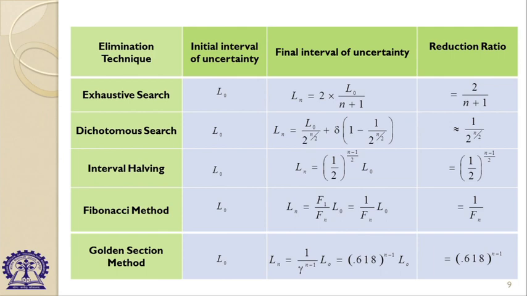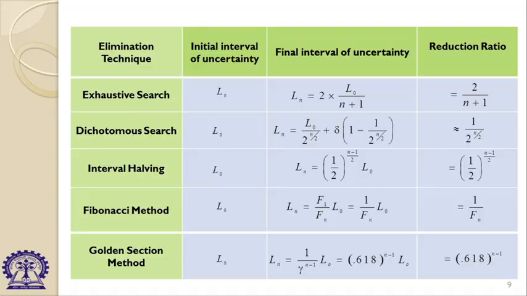Now, from here you can get some idea of what the better reduction ratio is. Reduction ratio means how much length we are eliminating in each iteration. If we just see here, we could see that the Fibonacci method and the golden section method are almost the same, but the other methods take longer to reach convergence. That means you need a very large number of experiments.